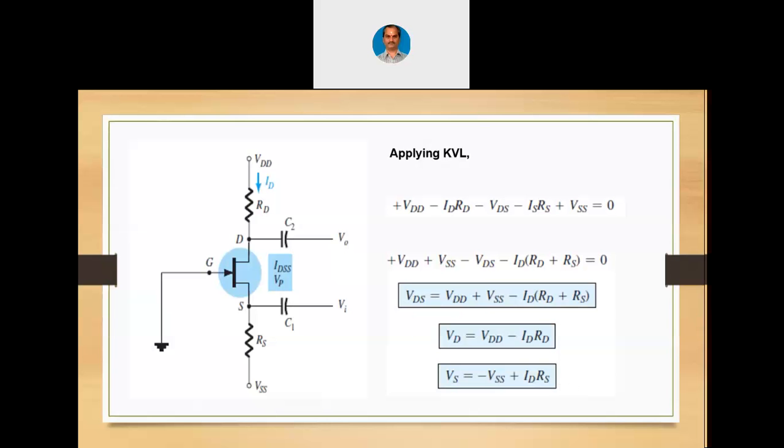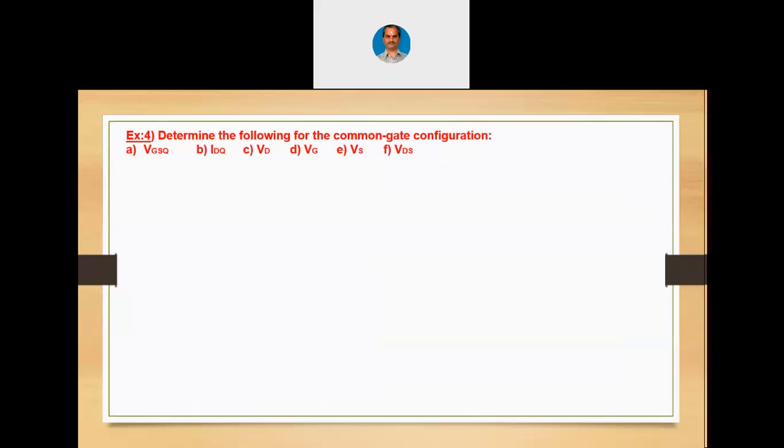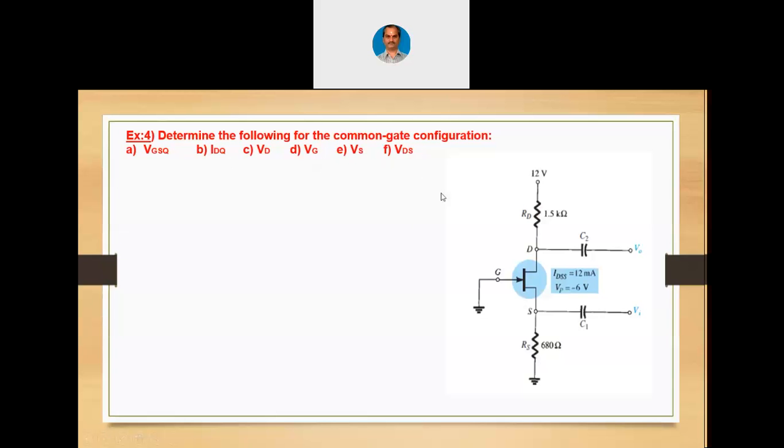Now using all these expressions, we can solve one particular exercise for the common gate configuration. Let us proceed with that. Determine the following for the common gate configuration: VGSQ, IDQ, VD, VG, VS and VDS. Let us try to solve.